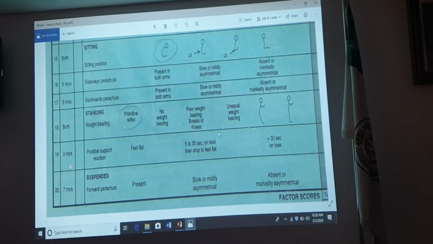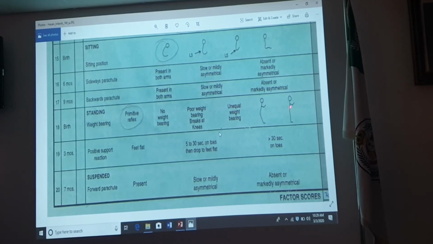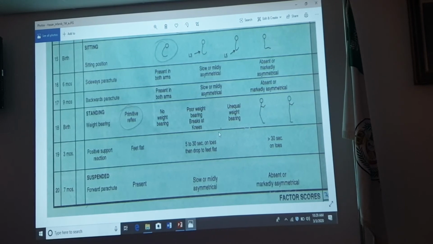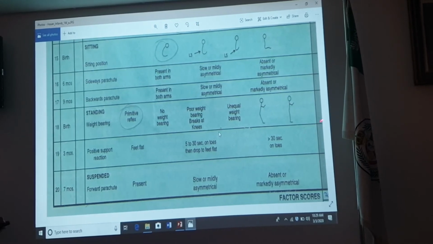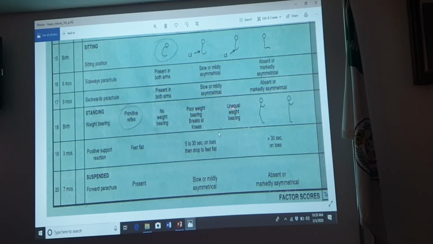Also supporting the trunk. Till here you will be supporting; here you may not support. But if the child is not walking, you end up supporting the trunk. You look at how the alignment of the trunk is. Till here you see the quality of weight bearing.